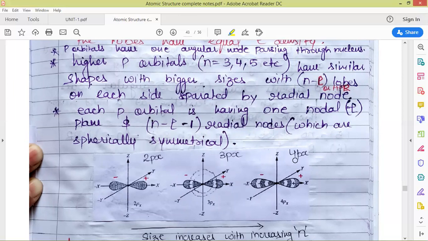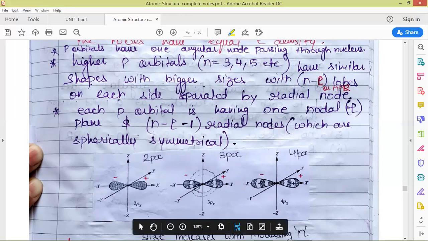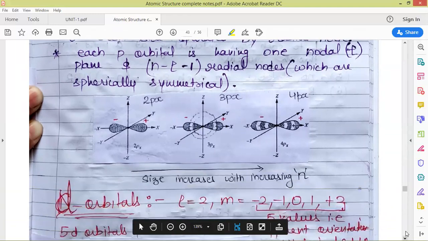So for all the p orbitals, whether it is 2p, 3p or 4p orbital, the number of angular nodes is going to be 1. That is, it is independent of the value of n. But the number of radial nodes varies based upon the value of n, and is given by n minus l minus 1, and the number of high probability regions is given by n minus l. So for 3p orbital there are 2 high probability regions, and for 4p orbital there are 3, based upon the formula n minus l.